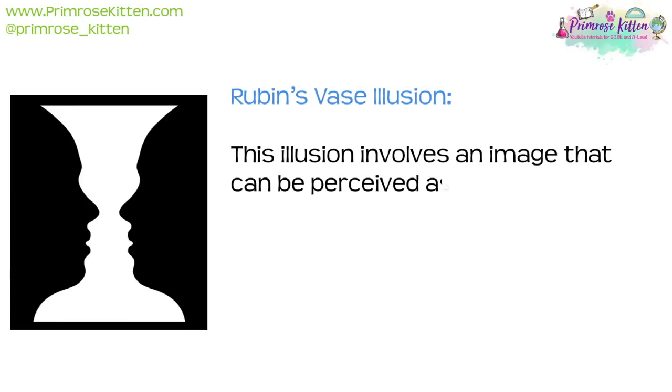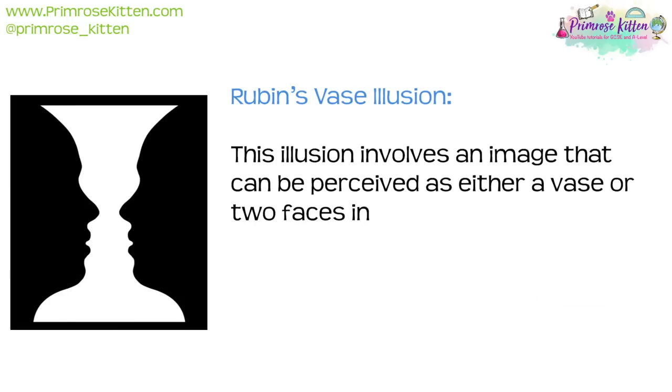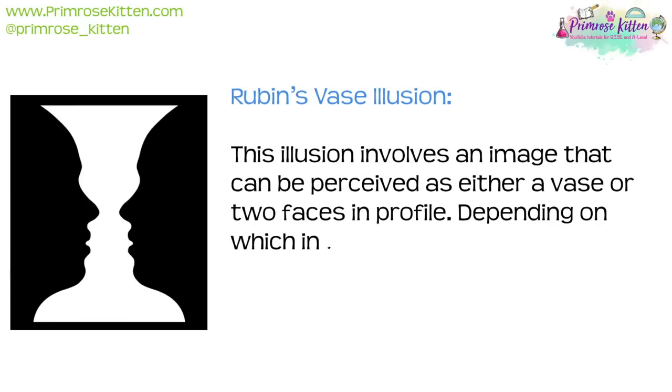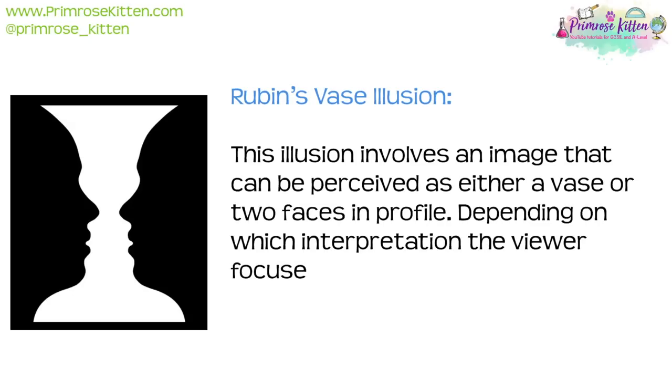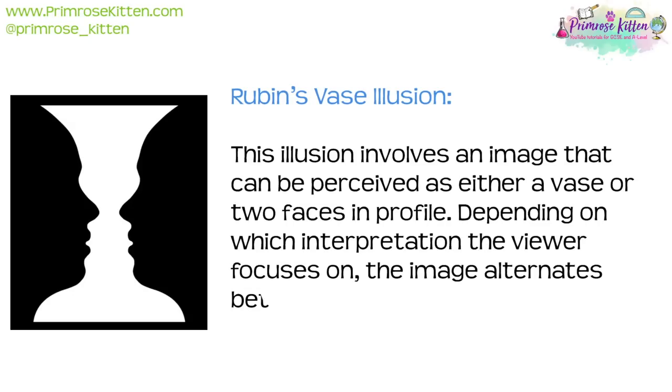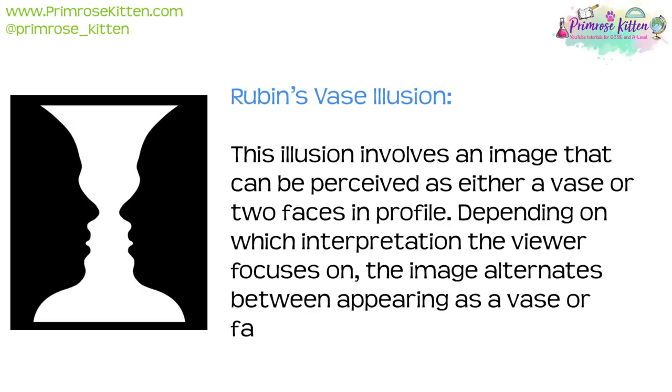Rubin's vase illusion. This illusion involves an image that can be perceived as either a vase or two faces in profile. Depending on which interpretation the viewer focuses on, the image alternates between appearing as a vase or faces.